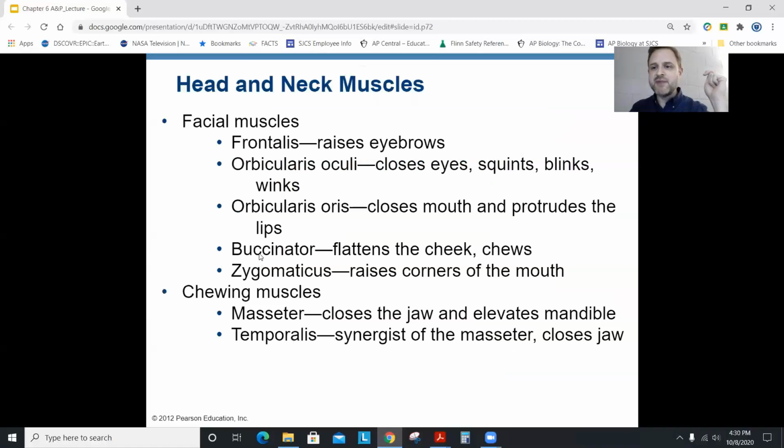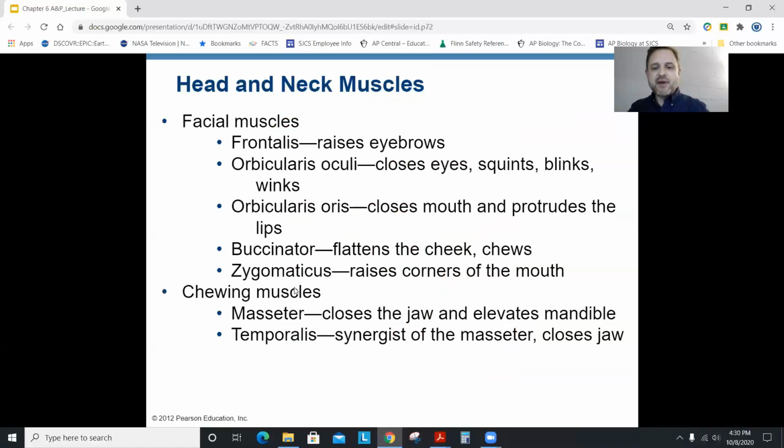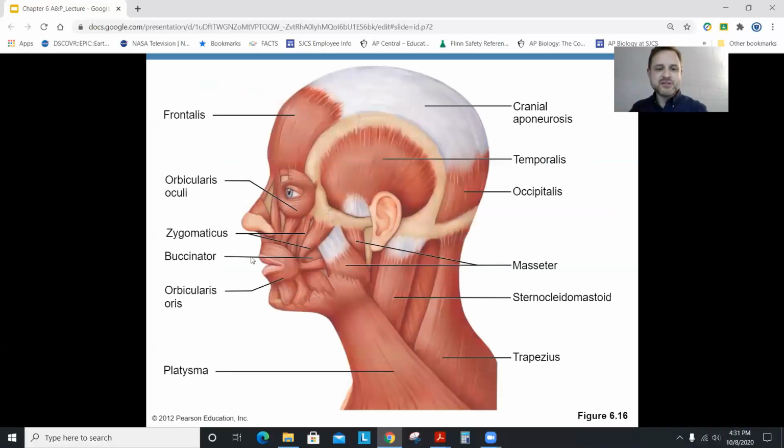The buccinator is the main chewing muscle. So act like you're chewing. It flattens your cheeks or closes your jaw. The buccinator is right here. Zygomaticus: smile, raise the corners of your mouth. All right, put your fingers on your cheekbones and smile. You can feel that's the zygomaticus muscle, which is right here, which raises the corners of your mouth.